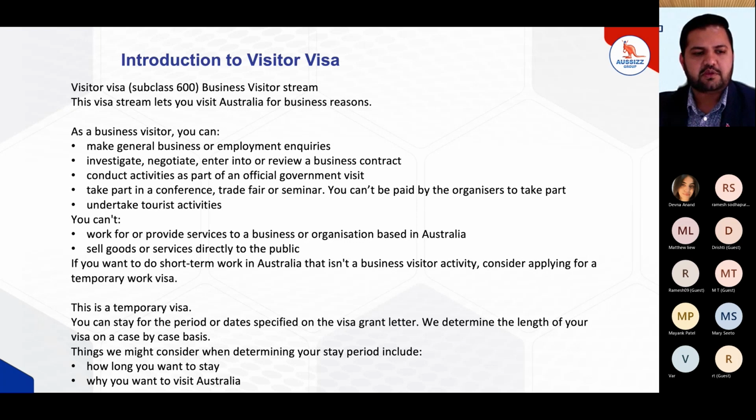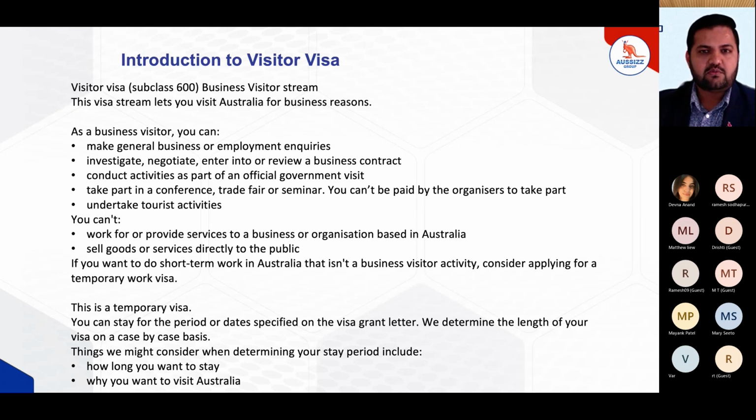This is purely for people who want to do a short visit, just for this sort of inquiries. You cannot sell any goods or services directly to the public. You cannot just walk out on the street and sell your items, as in your services or your products.